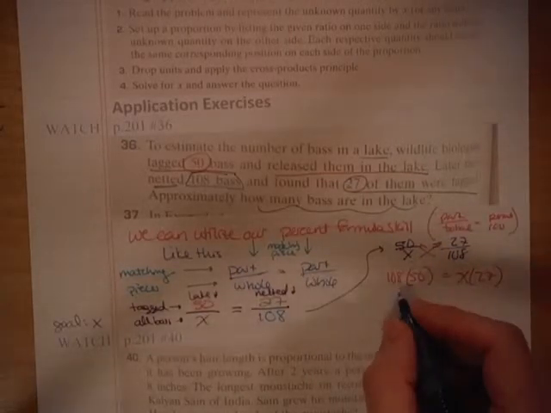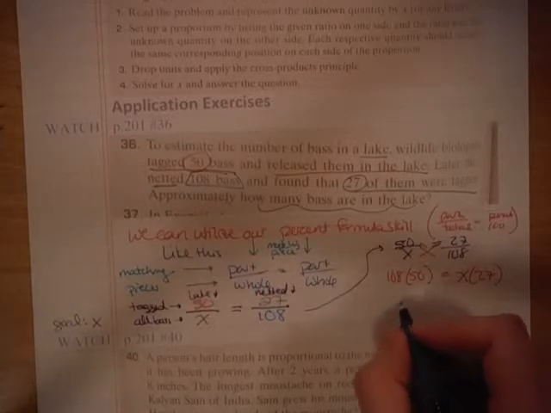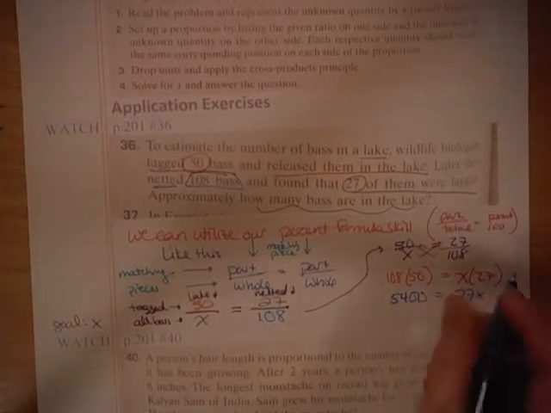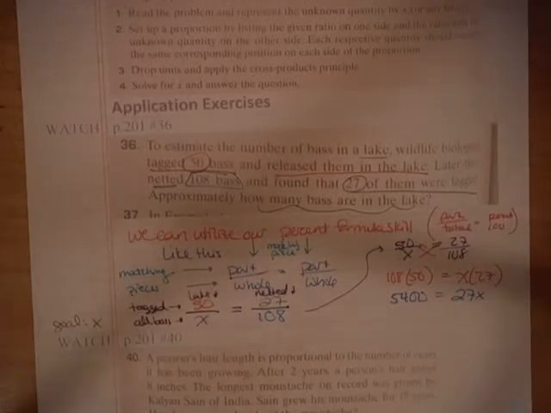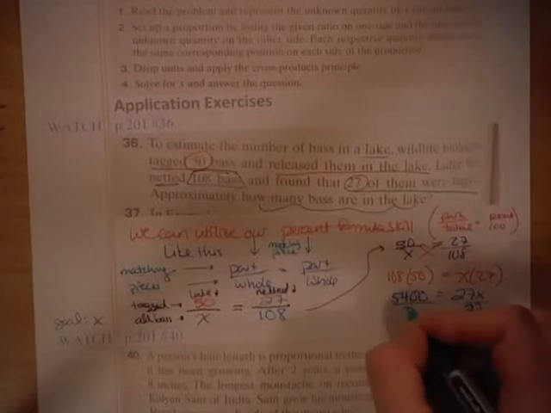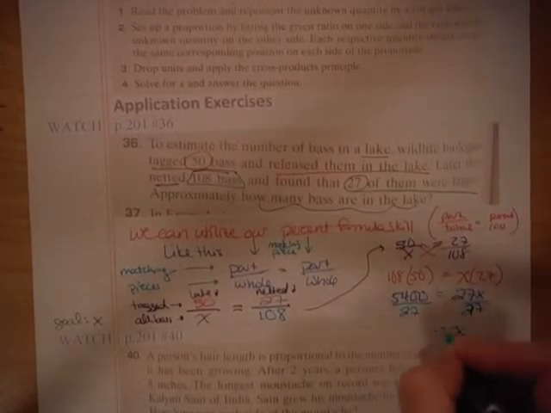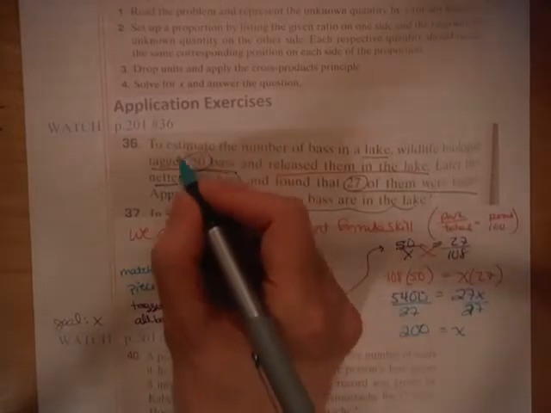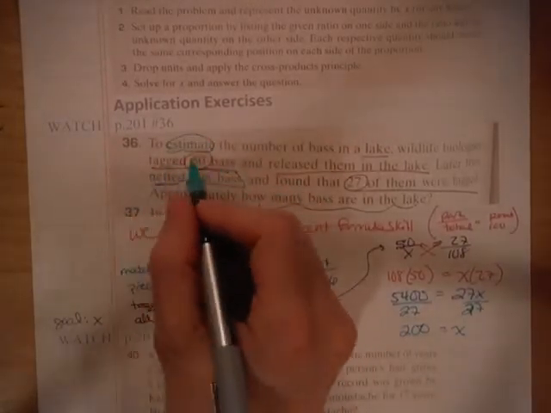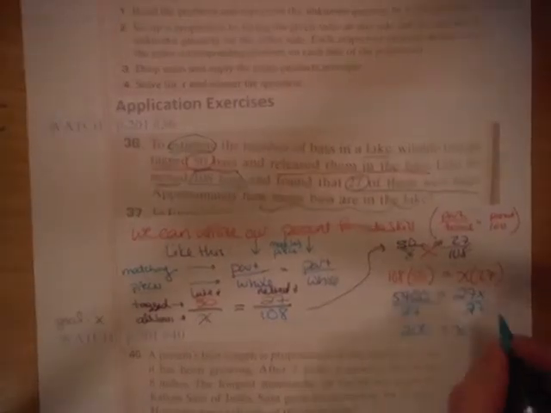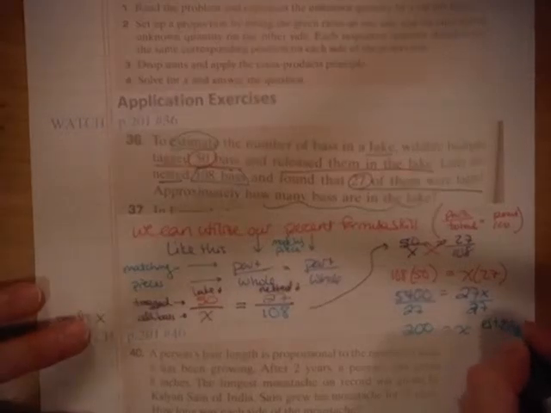108 times 50 is going to give you 5,400 equals 27 times x. Then we divide both sides by 27 because that's all that's happening to x. And we should get x is equal to 200. And again, this is an estimate. That's the only thing you can get when you're tagging. Okay, so we estimate that there's 200 bass in the lake.